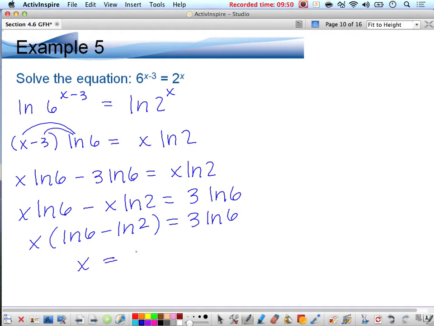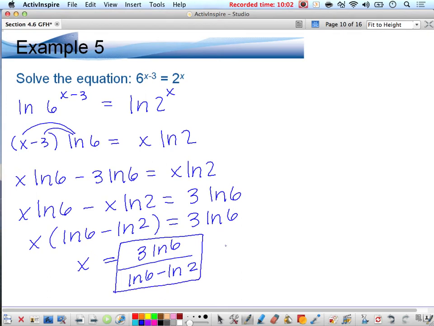X equals 3 natural log of 6 divided by the natural log of 6 minus the natural log of 2. That is one possibility for the exact answer. You could also have that exact same answer with logs instead of natural logs, with common logs.